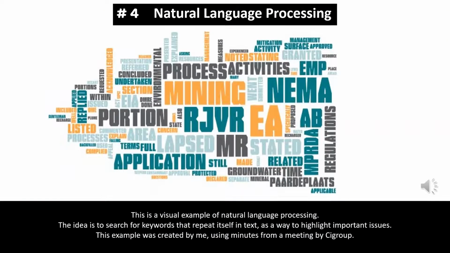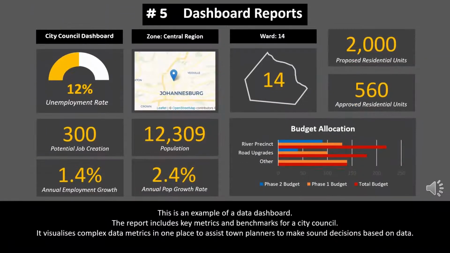This is a visual example of natural language processing. The idea is to search for keywords that repeat itself in text as a way to highlight important issues. This example was created by me using minutes from a meeting by CI Group. This is an example of a data dashboard. The report includes key metrics and benchmarks for a city council. It visualizes complex data metrics in one place to assist town planners to make sound decisions based on data.